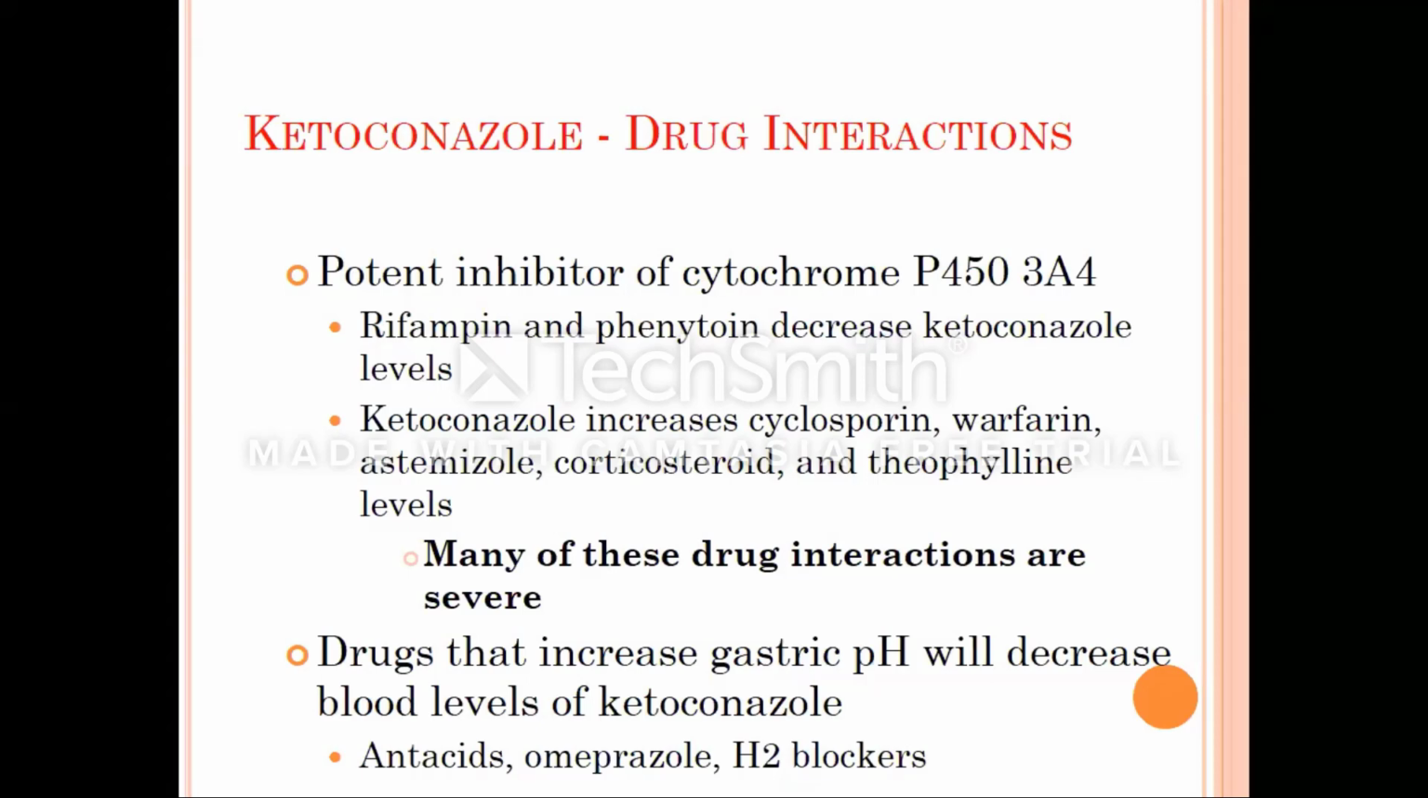Many of these drug interactions may sometimes prove to be severe. For example, if the warfarin level in the body increases because of the inhibition of cytochrome caused by ketoconazole, warfarin is an anticoagulant drug, and if its level in the body is increased, it may lead to internal bleeding, which is very dangerous for the life of the patient. So these drug interactions have to be remembered by pharmacists, and when he is handing over such drugs to the patient, he has to warn the patient about possible drug interactions.